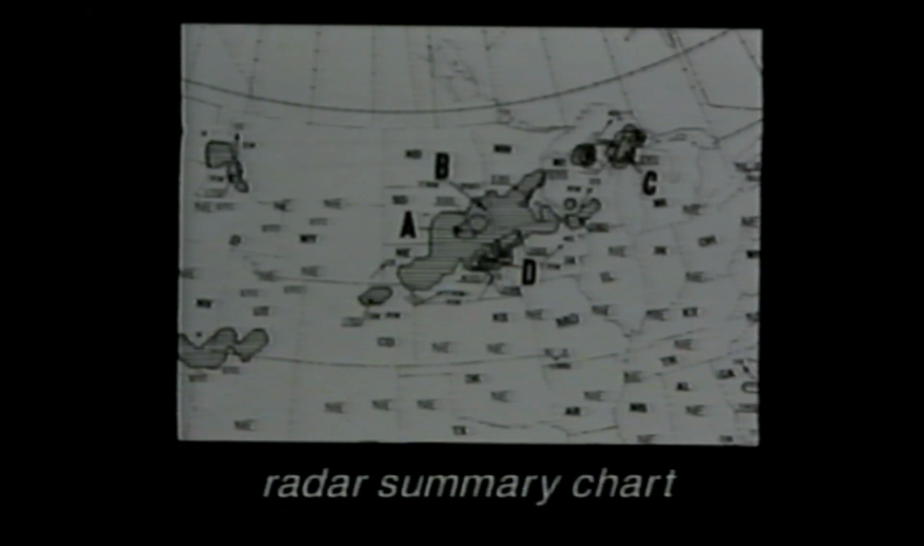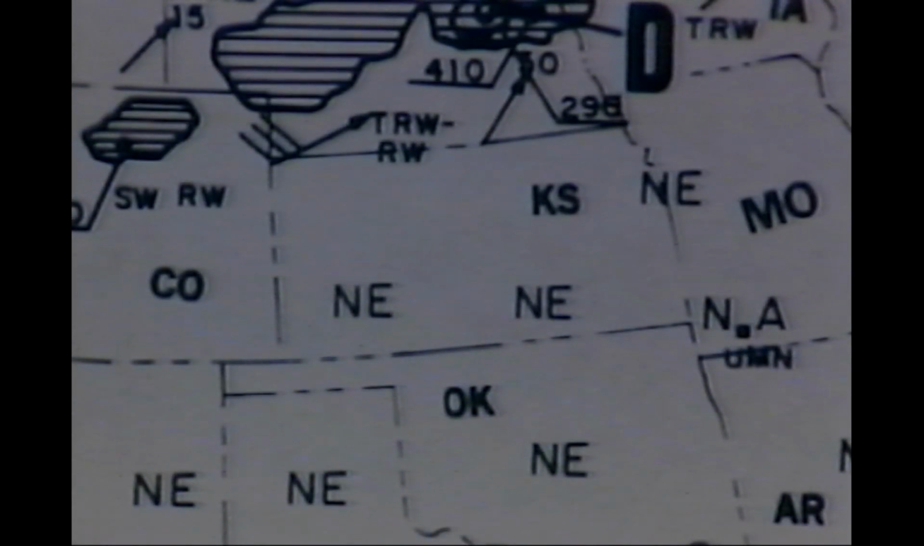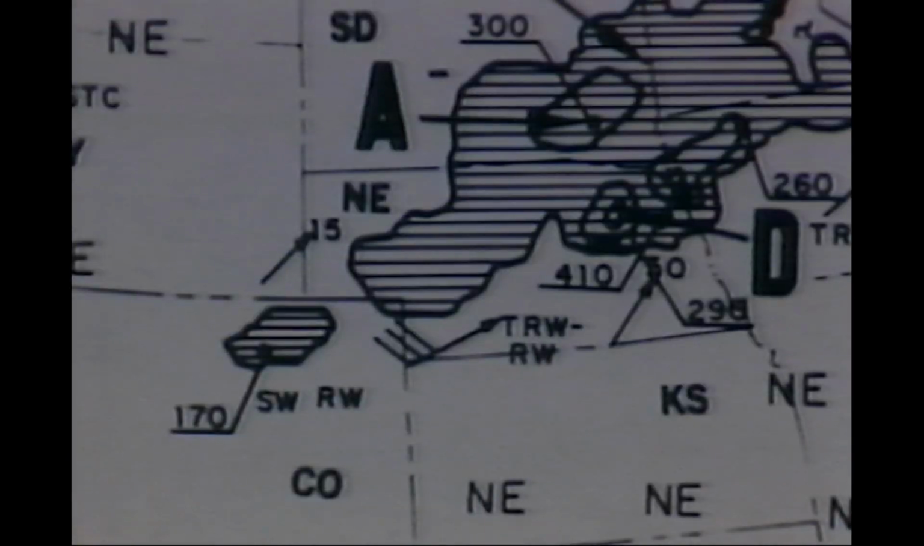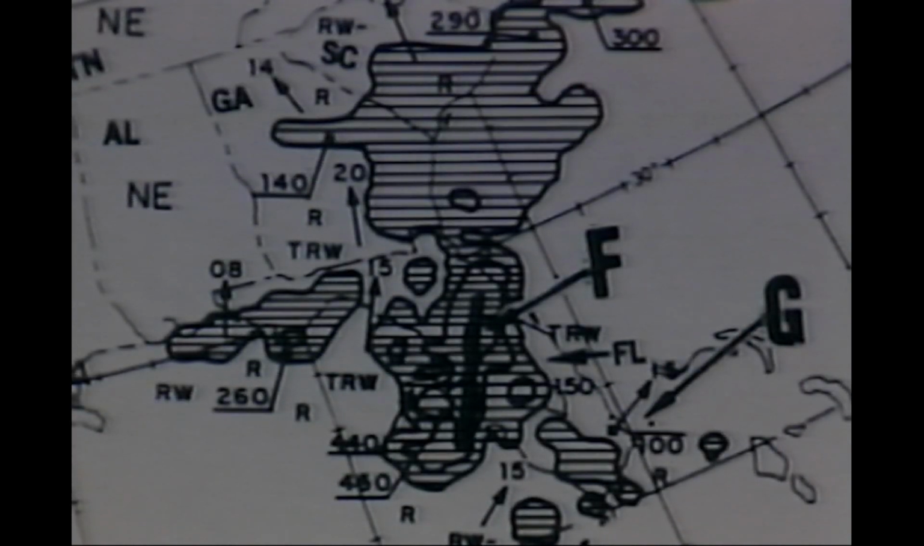Remember, the chart shows radar echoes, not cloud heights. NE stands for no echo. The legend at the bottom says that movement of areas and lines are shown with pennants, while movement of individual cells is shown by the arrows with the speed. There are 3 levels of contour lines, each level indicating more intense storms. A line of echoes is shown by the dark, heavy line on the chart.